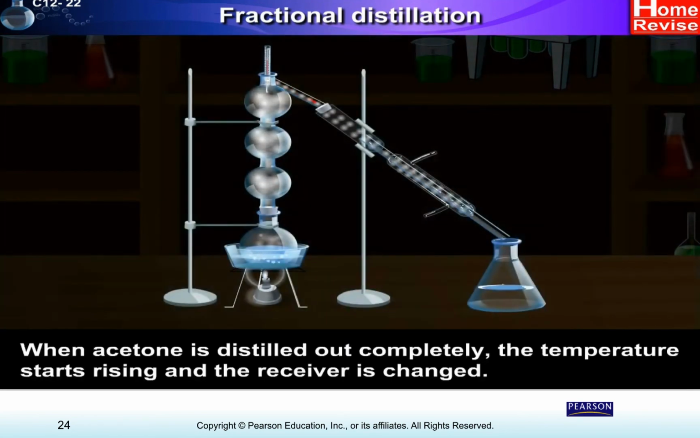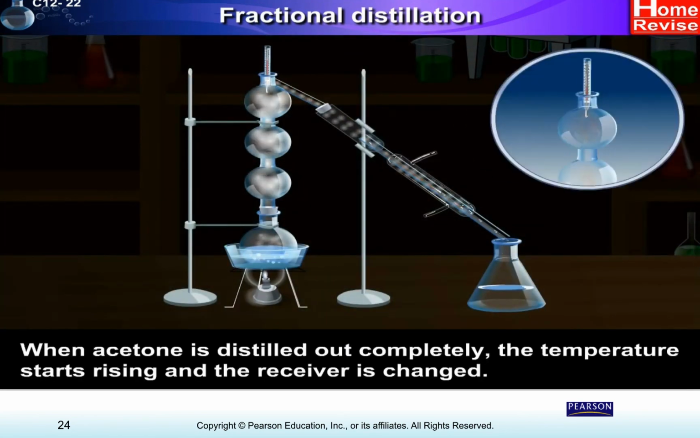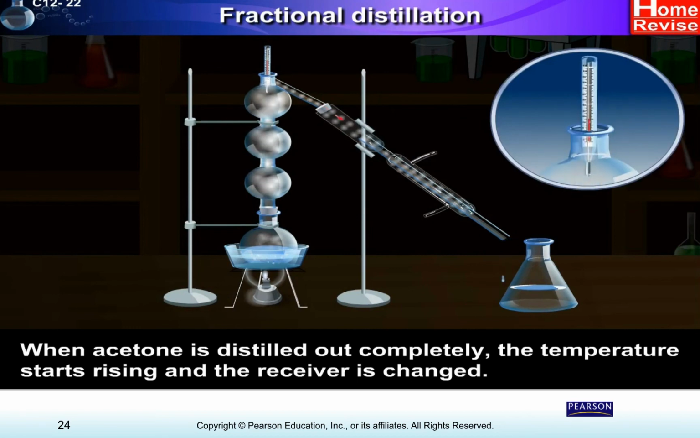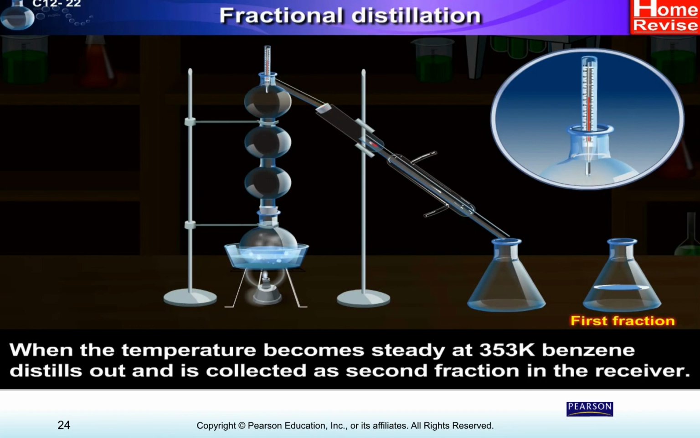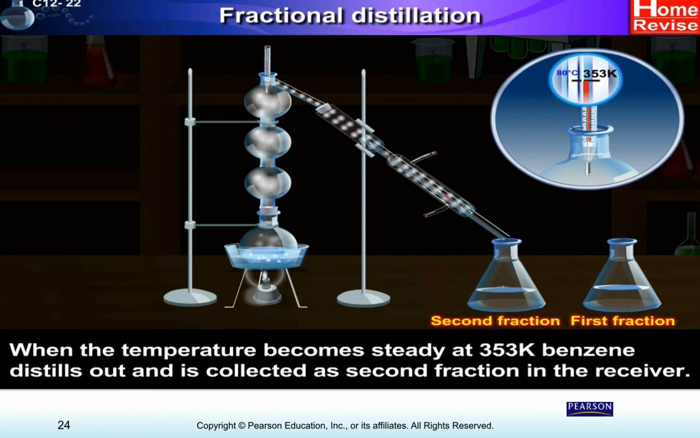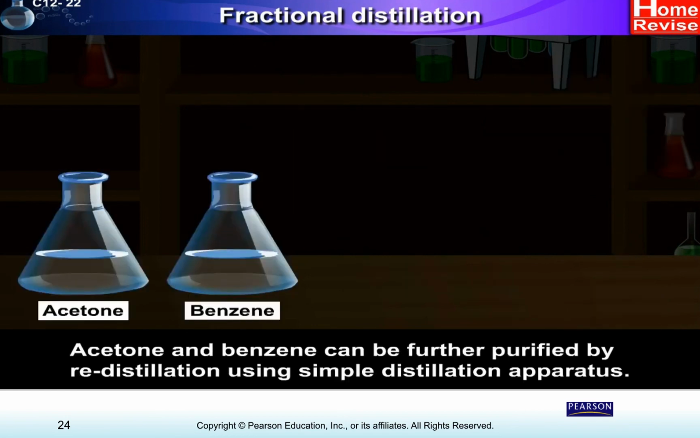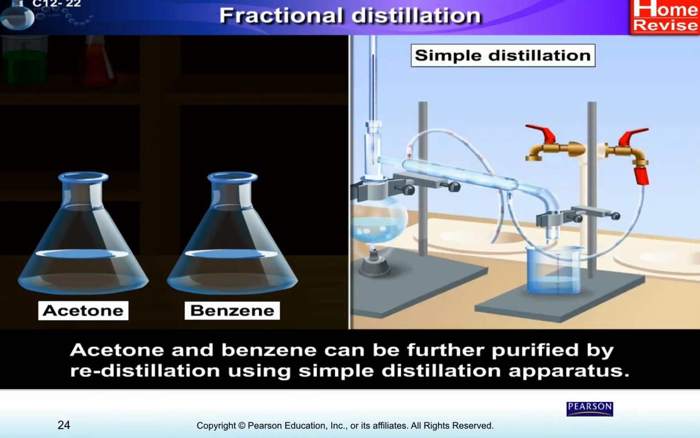When acetone is distilled out completely, the temperature starts rising, and the receiver is changed. When the temperature becomes steady at 353 Kelvin, benzene distills out and is collected as the second fraction in the receiver. Acetone and benzene can be further purified by redistillation using simple distillation apparatus.